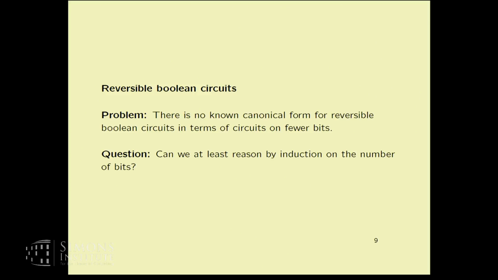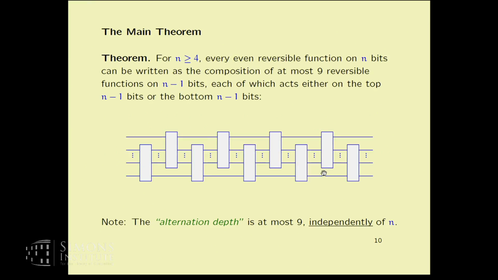So the question: even if we can't have unique normal forms, can we at least reason by induction on the number of bits somehow? Is there a way to do that? And the result that I would like to tell you about today is really just this little result here. It's not going to solve the next 99 important problems in theoretical computer science, but I think it is kind of a cute result and I don't think it was previously known.